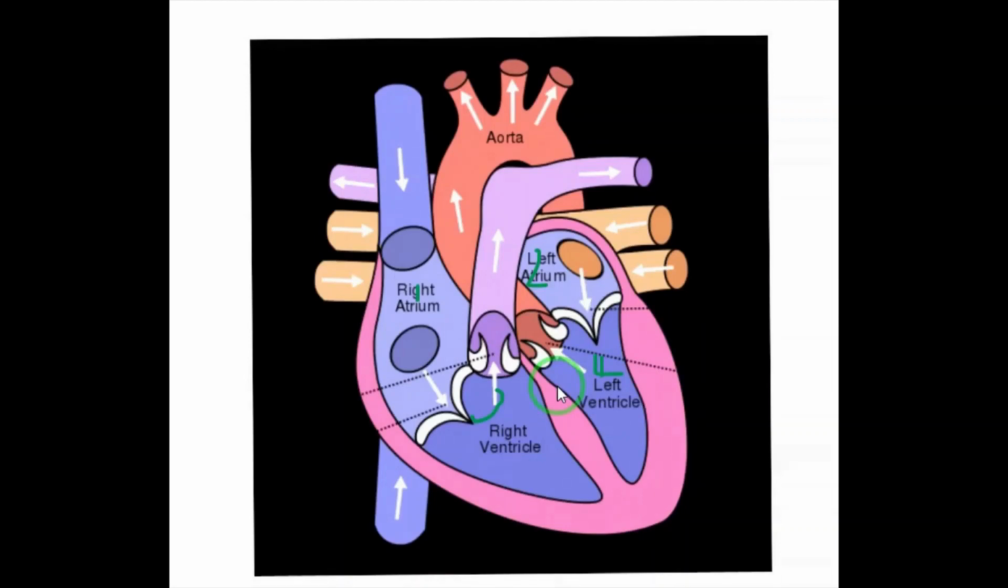This septum prevents the mixing of oxygenated and deoxygenated blood. So what is the use of this septum? It prevents the mixing of oxygenated and deoxygenated blood. Now the two auricles are present: the right auricle or right atrium, and the left auricle or left atrium.